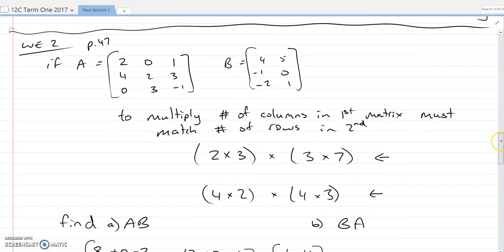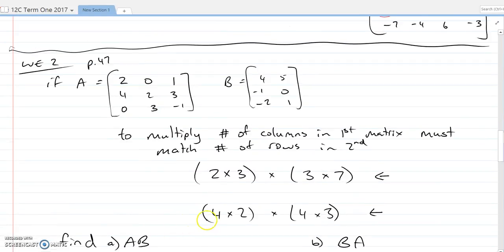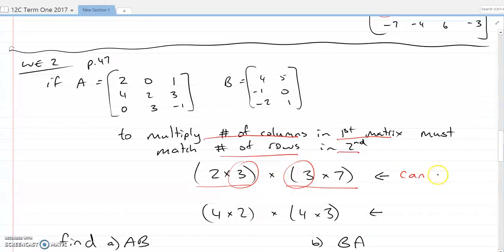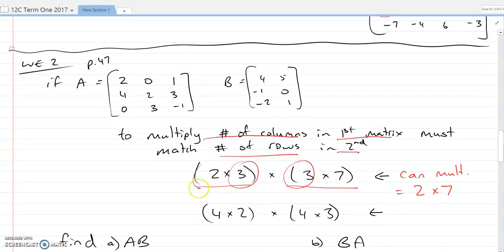Multiplication, worked example 2. Just a quick refresher here. If we're multiplying two matrices, the number of columns in the first matrix must match the number of rows in the second. So if we have a 2 by 3 matrix and a 3 by 7, this number and this number have to match. This one we can multiply, and we're going to be left with a 2 by 7. Whatever's left here, the 2 and the 7.